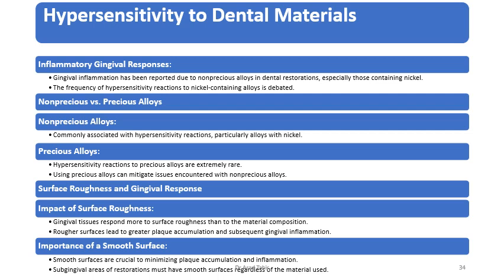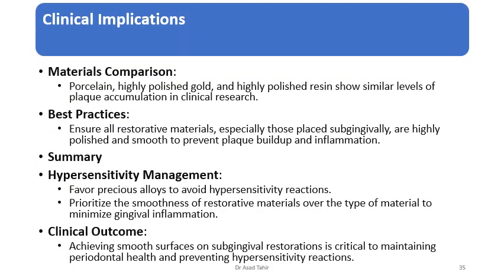Smooth surfaces are crucial to minimizing plaque accumulation and inflammation. Subgingival areas of restorations must have smooth surfaces regardless of the material used. Clinical implications. Materials comparison: porcelain, highly polished gold, and highly polished resin show similar levels of plaque accumulation in clinical research. Best practices: ensure all restorative materials, especially those placed subgingivally, are highly polished and smooth to prevent plaque buildup and inflammation.